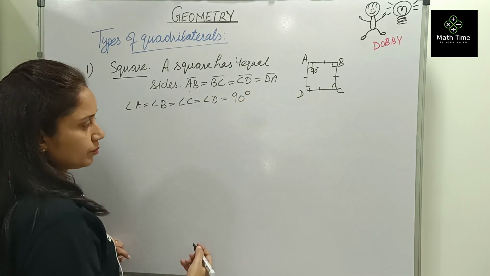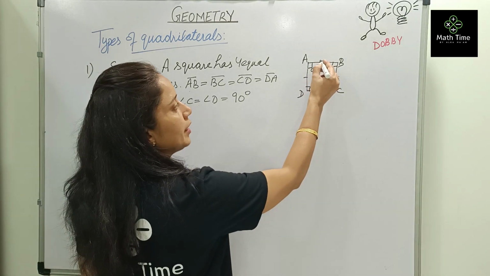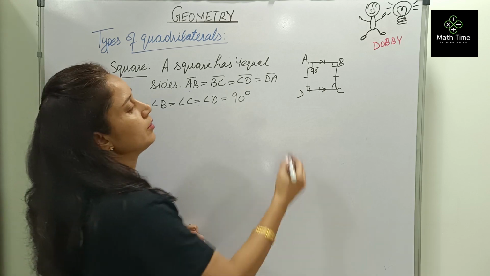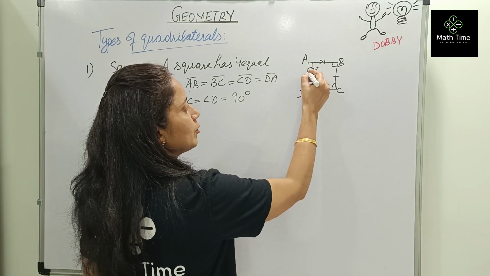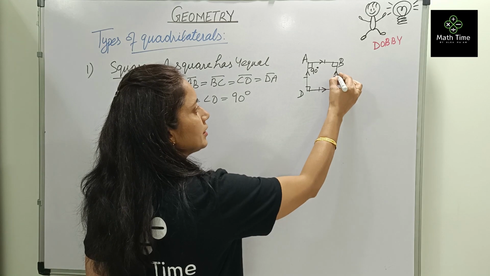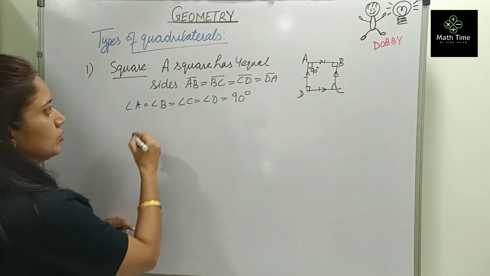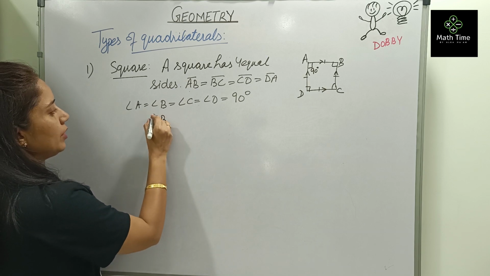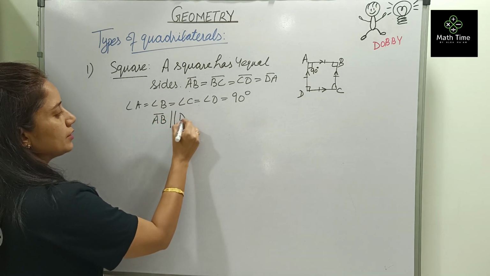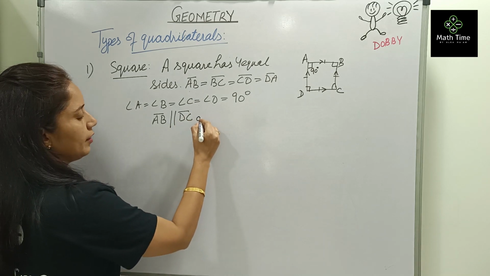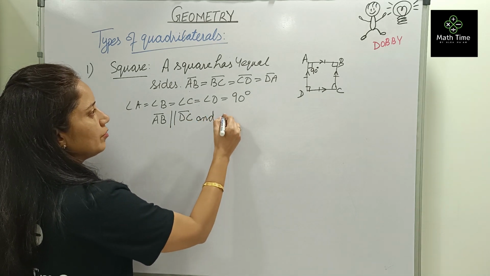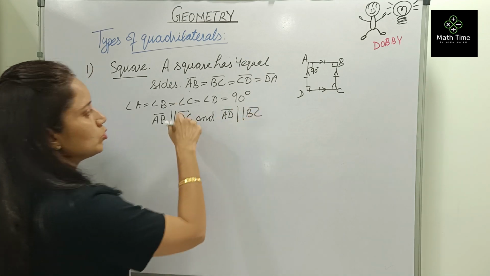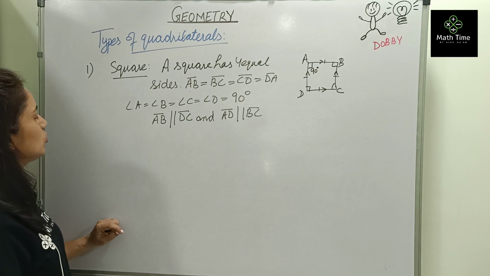Now, further, top line AB is parallel to bottom line DC. I am making arrows for that. Left line segment AD is parallel to right line segment BC. So, the third property is line segment AB is parallel to line segment DC and vertical one AD is parallel to BC. So, these are the three properties of a square.